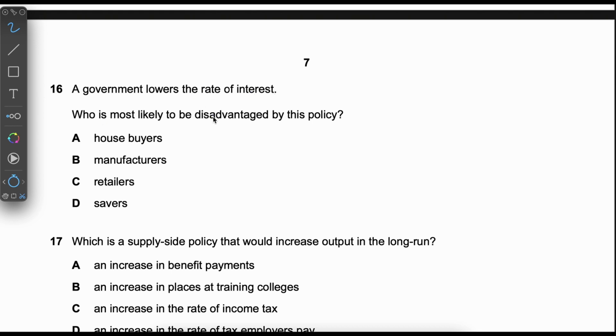All right, 16. A government lowers the rate of interest. Who is most likely to be disadvantaged by this policy? When we lower the interest rate, this is good for borrowers because it is now cheaper to borrow money. They're going to pay less interest on the debt that they accumulate. So when we reduce interest, it's better for borrowers.